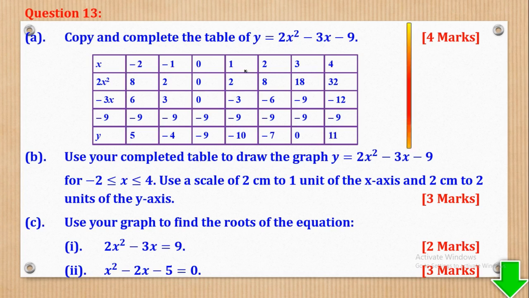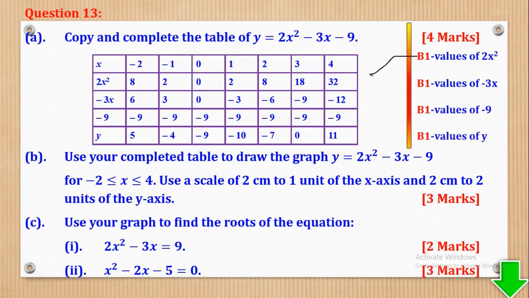Now let's see how much can be awarded for that part. So B1 for this row, and B1 for this row, B1 for this row, B1 for that row. So that has been part A.